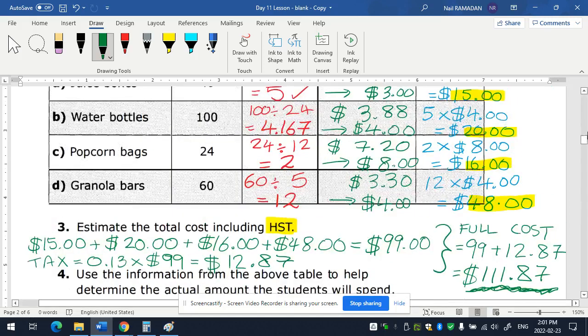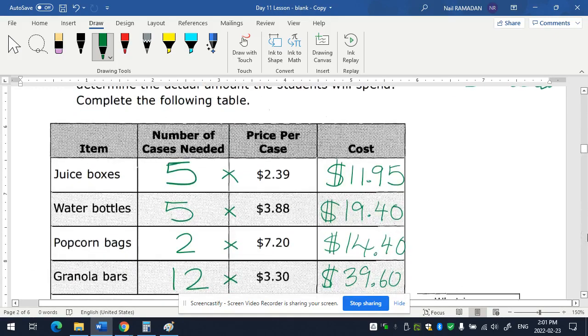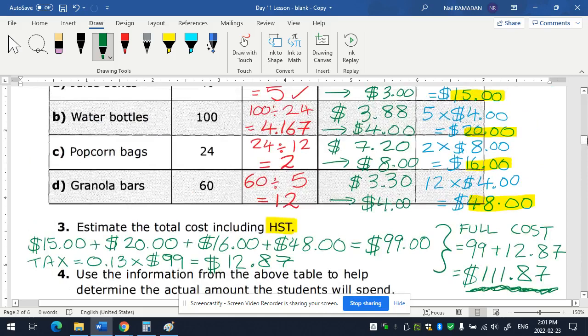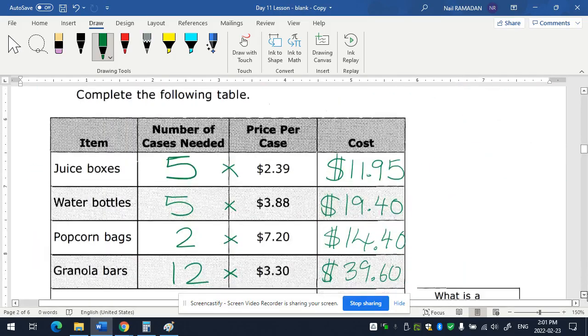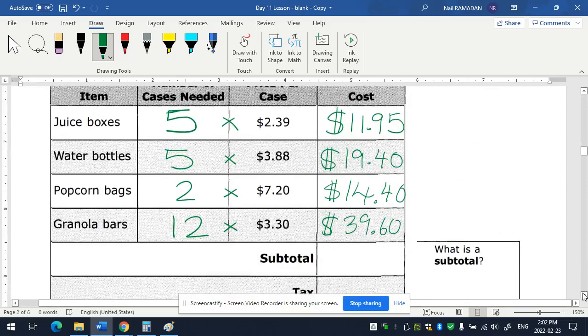How much did we think the popcorn would cost us? Apparently, the real cost is, okay, that's $1.60 less. No one can say no to that. Finally, the granola bars, we thought they're going to cost us how much? 48. Actually, they cost us how much? $39.60, $8.40 less. That's quite the saving. By the way, is that good news for the treasurer? Of course, because that means I'm not going to have to pay $111.87. We'll pay less. Let's see how much less.